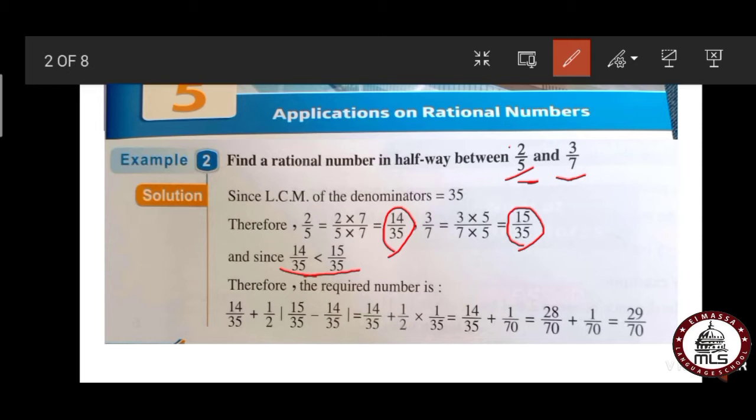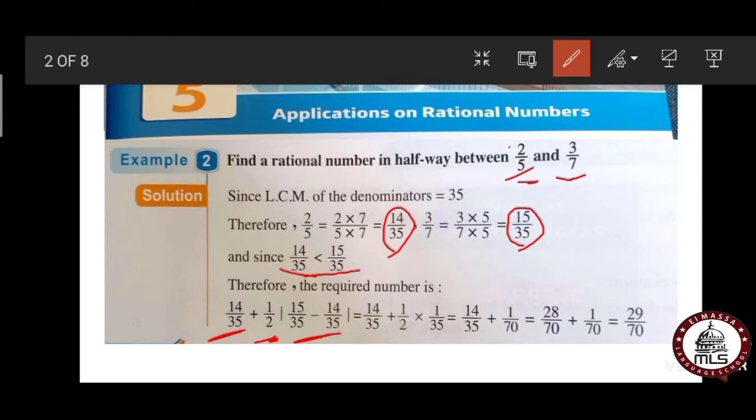Then our rule is the smaller number plus half the distance, or the greater number minus half the distance. Smaller plus half the distance, or greater minus half the distance. The distance is the absolute value of the difference between two numbers.